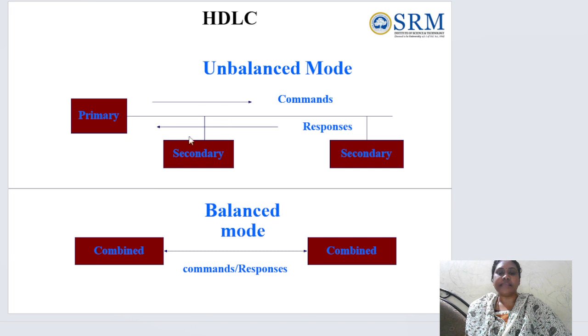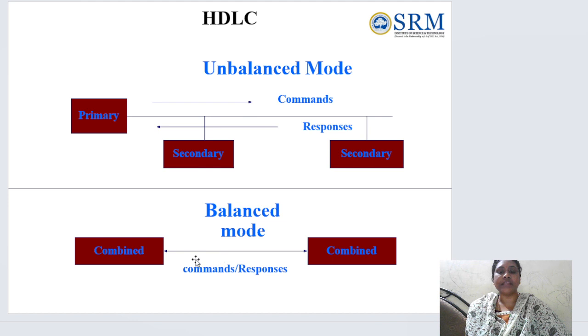So this is the sample structure. HDLC basically focuses on unbalanced and balanced configurations. In unbalanced mode, the primary station sends frames as commands, and the secondary station responds to the primary station all the time. So that is the unbalanced mode, because the secondary station sends only responses.